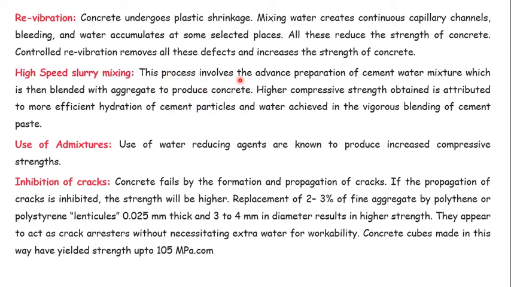High speed slurry. This process involves the advanced preparation of a cement water mixture, which is then blended with aggregate to produce concrete. Higher compressive strength obtained is attributed to more efficient hydration of cement particles and water achieved in the vigorous bleeding of cement paste. So high speed slurry mixing means the cement water mixture is prepared separately and the coarse and fine aggregates are mixed separately. To have the higher compressive strength we more efficiently mix them, particularly blending in the cement paste. When the cement paste is prepared, we pump it out. With that pumping we can have the high speed slurry mixing.